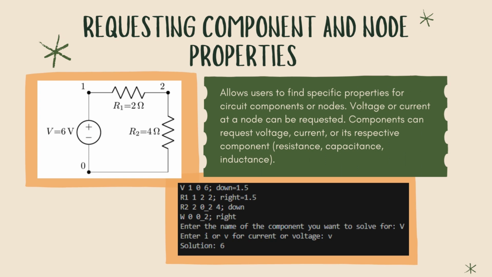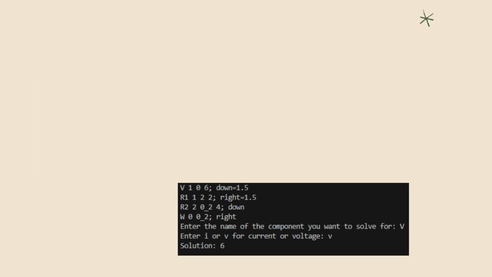We are also implementing requesting component and node properties. This will allow users to find specific properties on the circuit components, whether it be the resistance of a resistor or the voltage of a resistor or the current going through an independent voltage source. And this is being implemented into the graphical user interface.